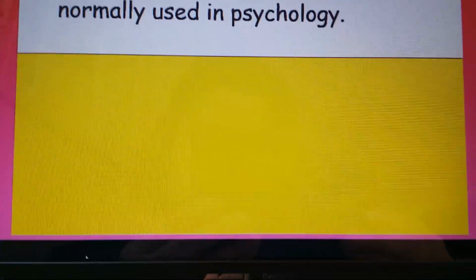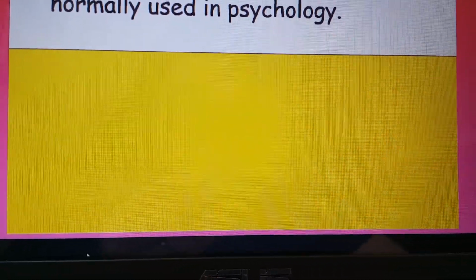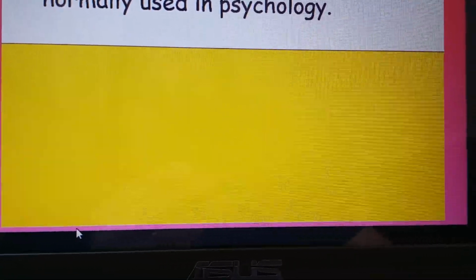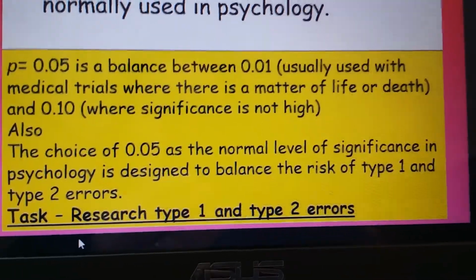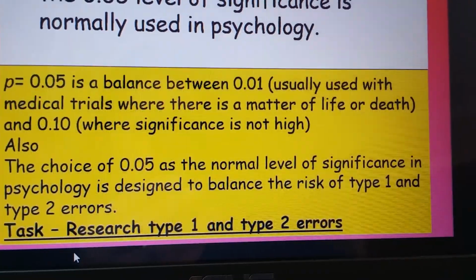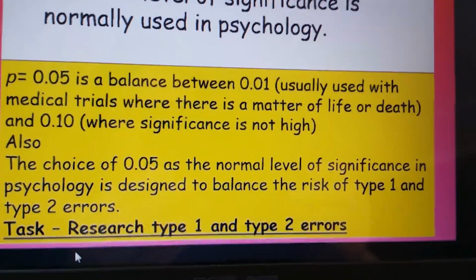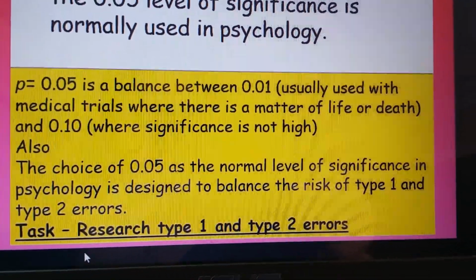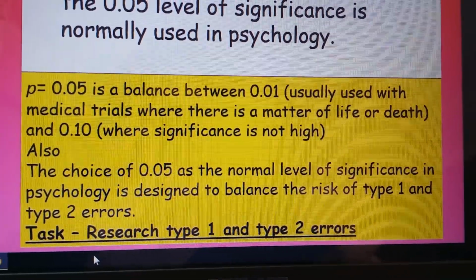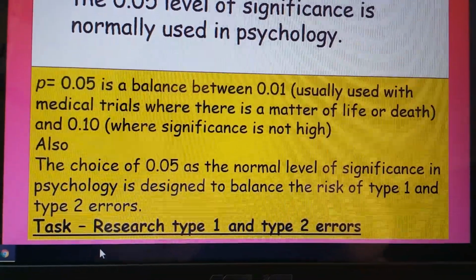This next part you need to remember. You need to learn this. You need to rote learn this. P equals 0.05 is a balance between 0.01 and 0.10. 0.01 is used with medical trials where there is a matter of life or death. 0.10 is where significance is not high. We only need a 90% certainty.